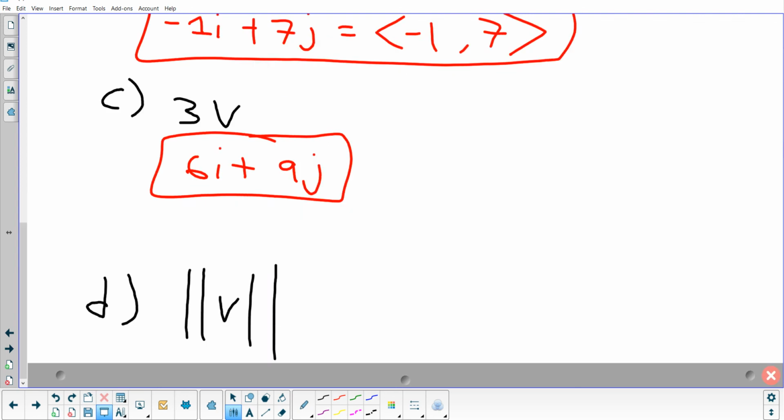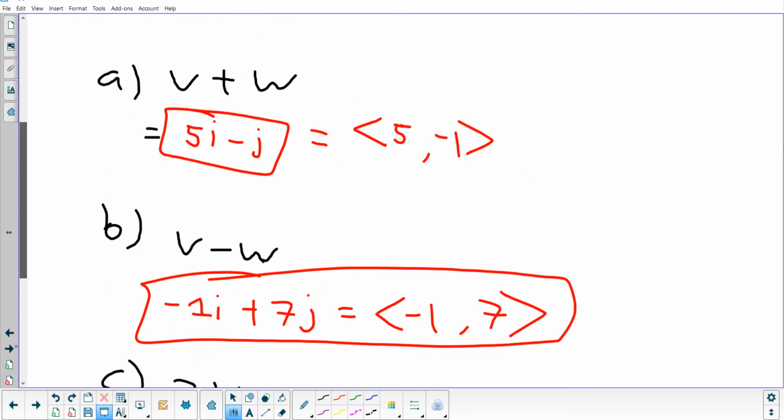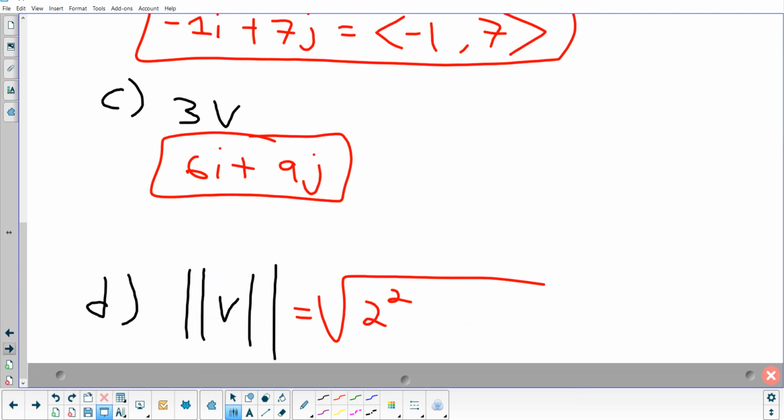And this one, the magnitude of v. What's the first thing I should write down? I usually put this so I don't forget to do it after. Square root. Yeah, let's just put the square root. And it's going to be the square root of 2 squared plus 3 squared. So that's the square root of 13.